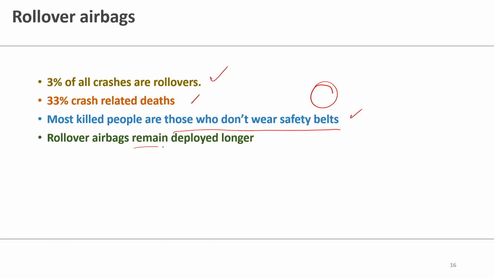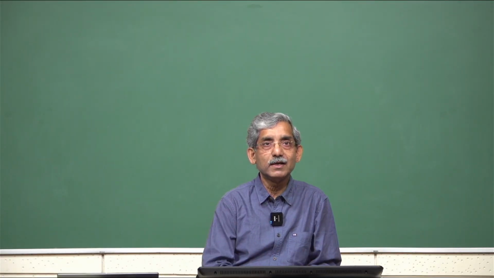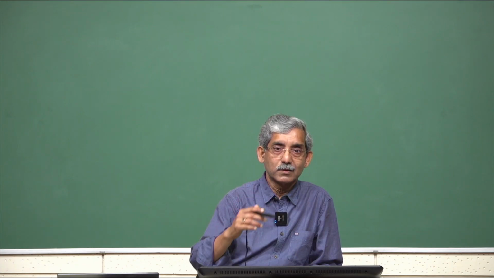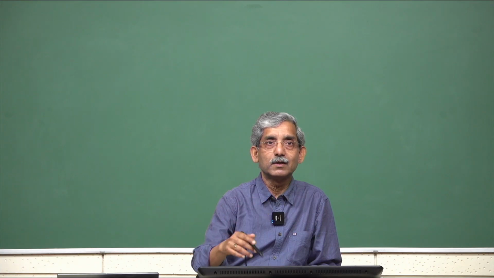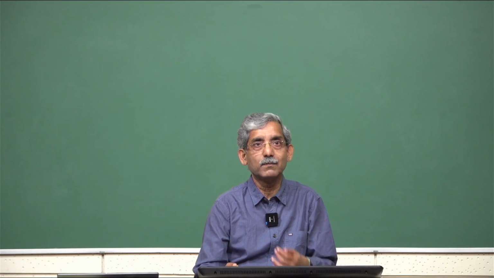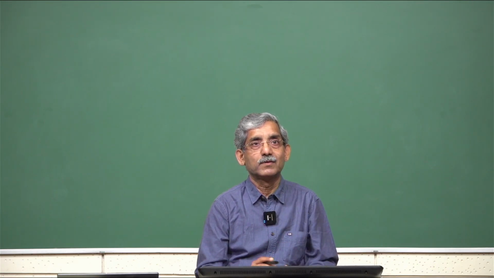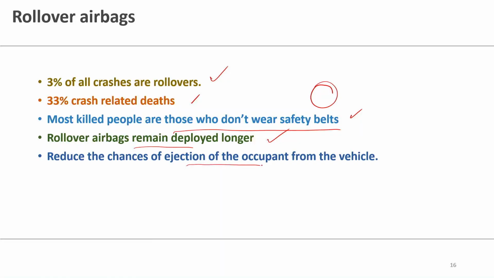So, the rollover airbag remains deployed for a long time, because it is not deflated immediately. A car or any automobile can take multiple rollovers, which is why it has to be deployed for a longer time. It reduces the chances of ejection of the occupant from the vehicle. So, it will prevent the ejection.